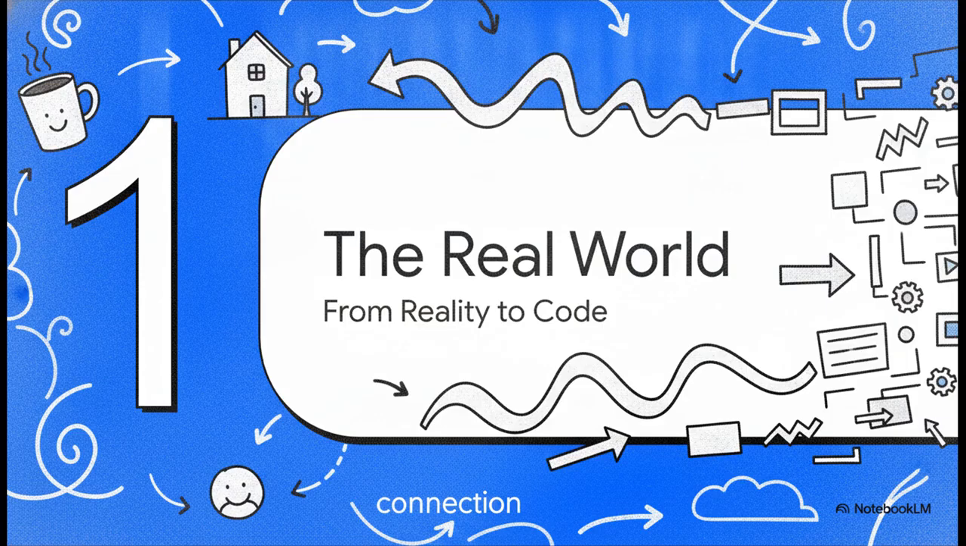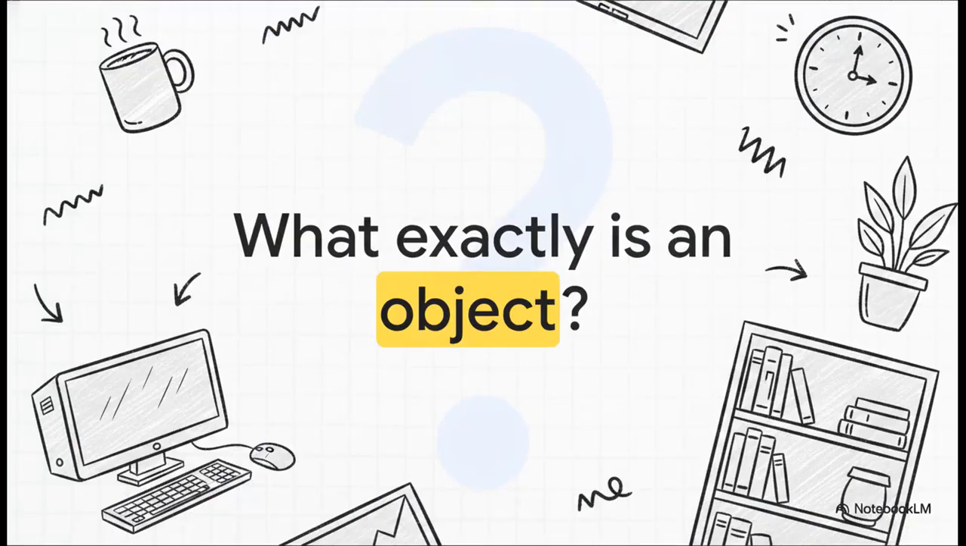Section 1. The real-world connection, from reality to code. Now, before we even look at a single line of Java syntax, we really need to establish a core philosophy. You see, object-oriented programming wasn't just invented arbitrarily out of thin air. It was intentionally designed to mirror how we as human beings naturally perceive real-world entities.